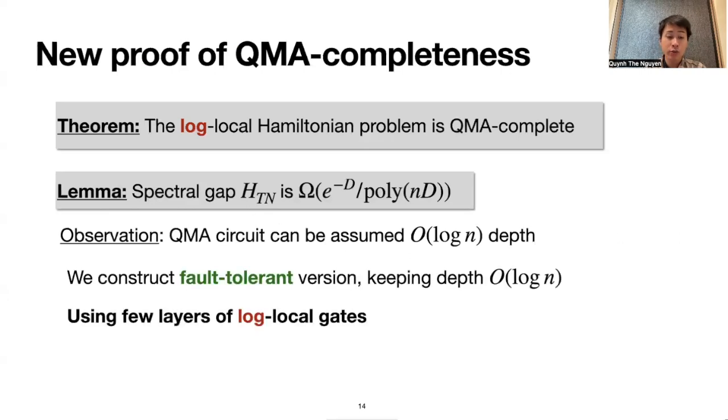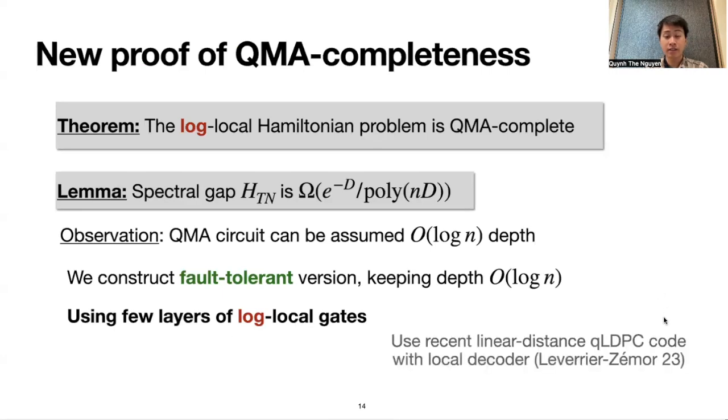And so what we need to do is we construct a fault-tolerant version of the QMA circuit while maintaining the depth of log n. We couldn't do this with 2-qubit gates. We used a few layers of log local gates, and it turns out that this is enough to give a 1 over poly spectral gap, and this gives us the proof of QMA completeness for log local Hamiltonians. And the fault-tolerant construction is based on recent families of linear distance quantum LDPC codes with so-called local parallel decoder.